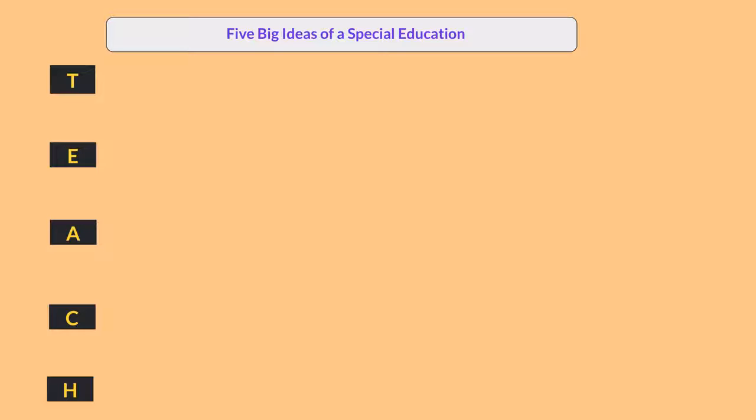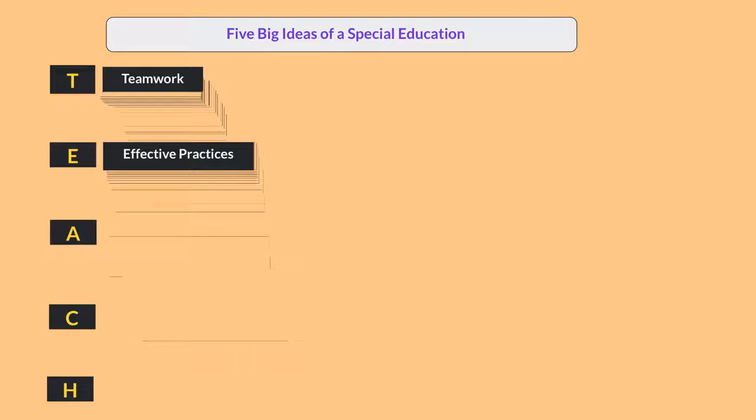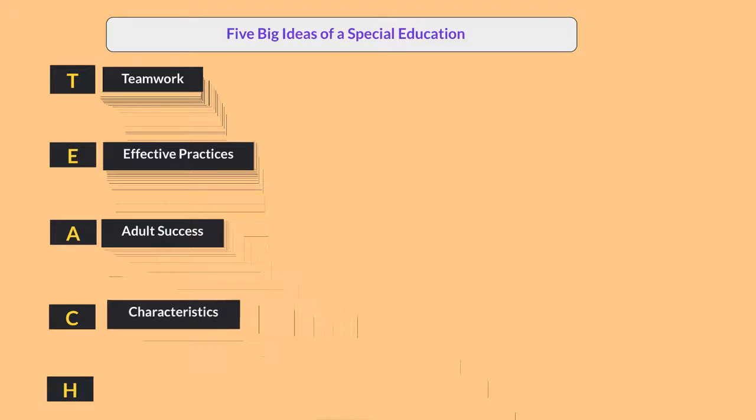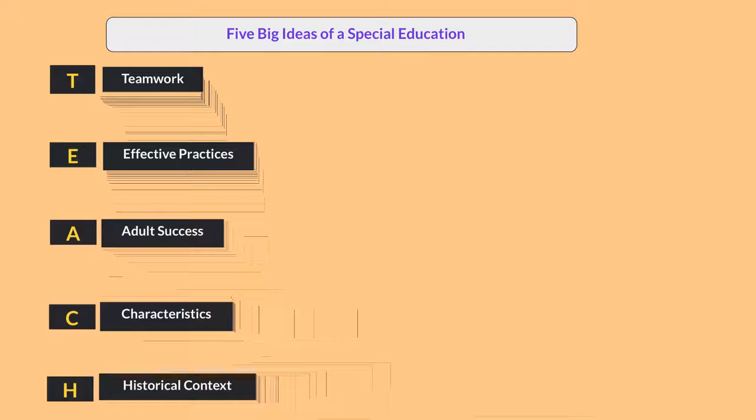And credit to my colleague, Dr. Moira Conrad, who came up with these 5 big ideas and conveniently made sure that there were keywords for each of them and that the beginning letter of each keyword spelled out the word teach. The first keyword is teamwork. The next keyword or phrase, effective practices. The next key phrase, adult success. Next is characteristics. And finally, historical context.